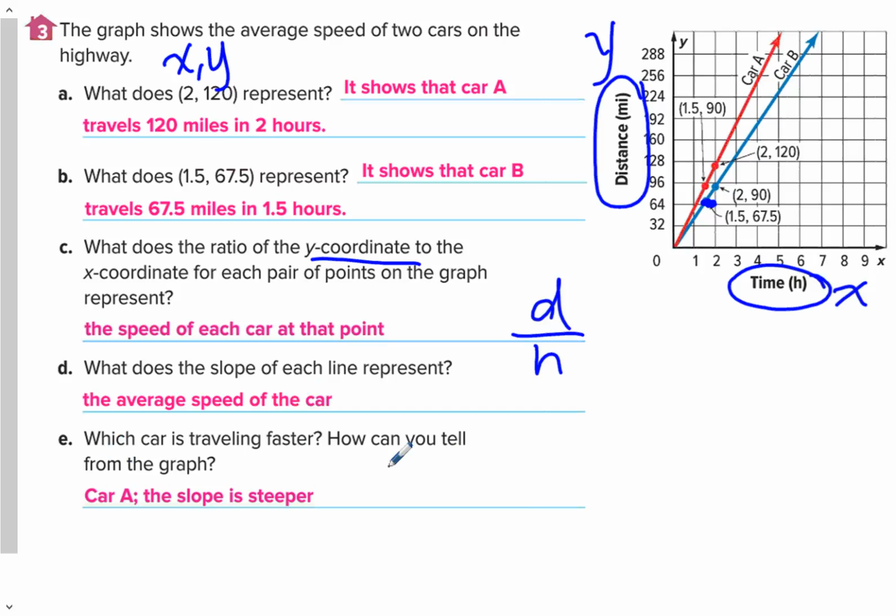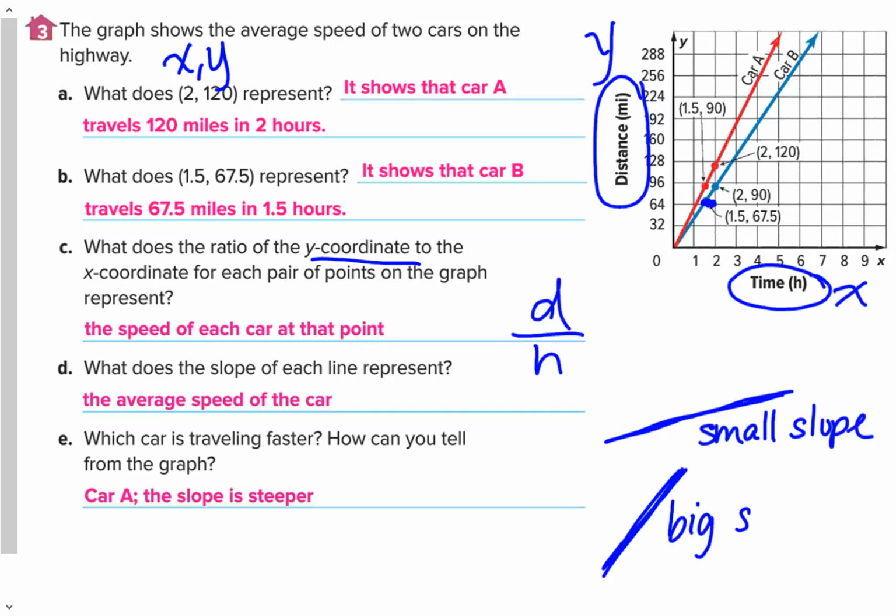This is really important because when you're looking at two different graphs, each graph has a different slope, and the slope tells you how the line behaves, how fast it's going, how slow it's going. So if the graph kind of looks like this, that is considered a small slope. And if it looks like this, that's a bigger slope because it's more steep, meaning it rises a little faster than the other one.